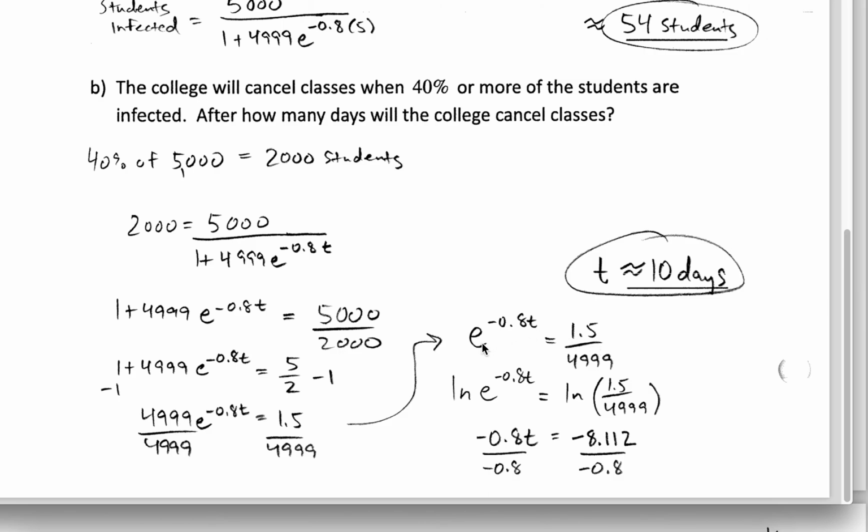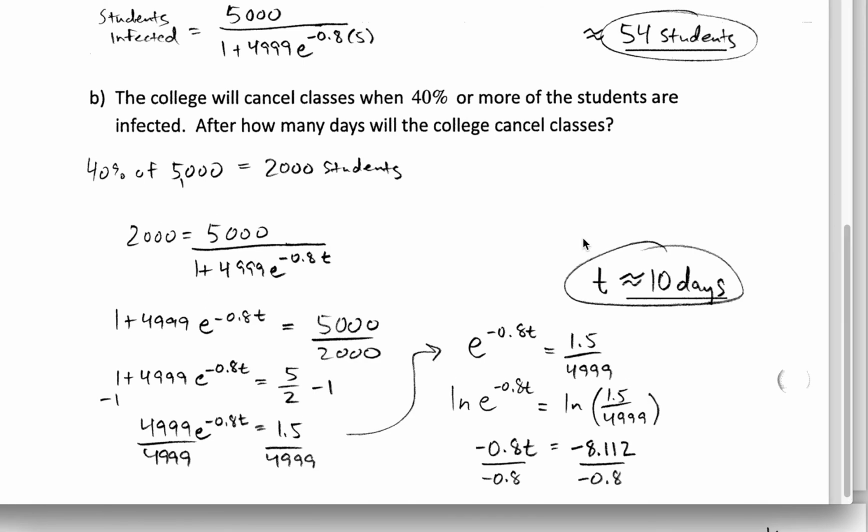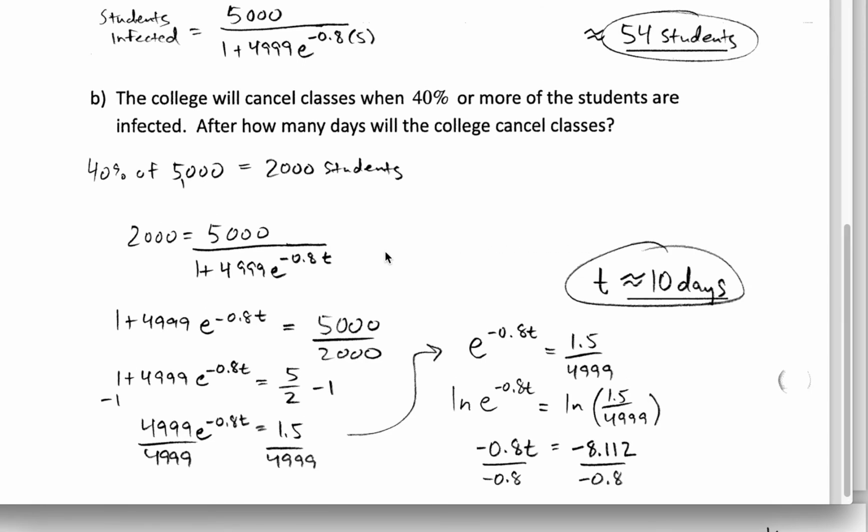Now we have another natural exponential function, which we're going to undo by using the natural log. So if we natural log both sides, that'll drop our exponent down, and we'll natural log this fraction, giving us another decimal value. Last step, divide by negative 0.8, and that gives us approximately 10 for the value of t, representing the number of days at which 2,000 students are infected. So if the flu goes unchecked, for approximately 10 days, the school is going to have to shut down.